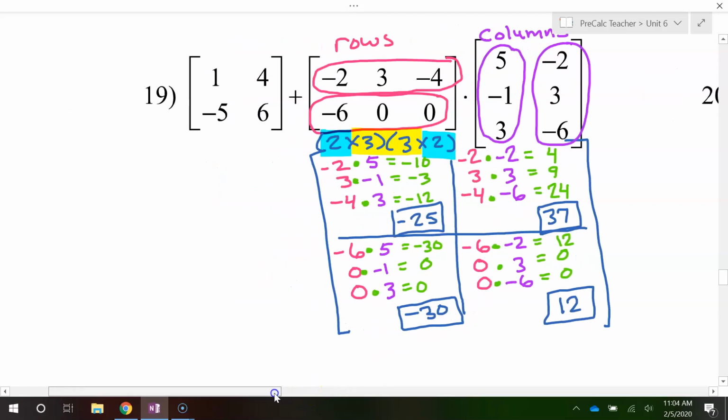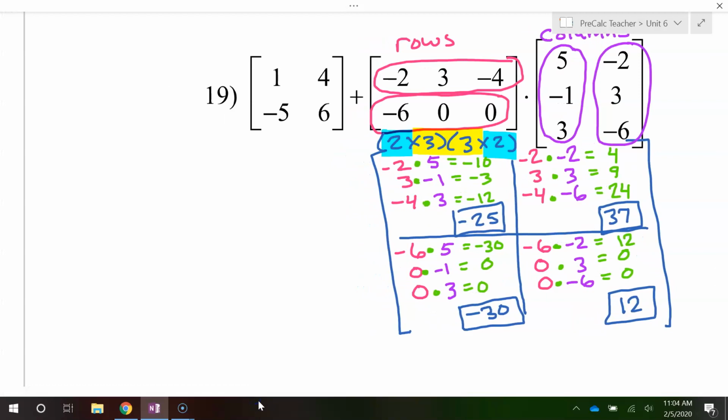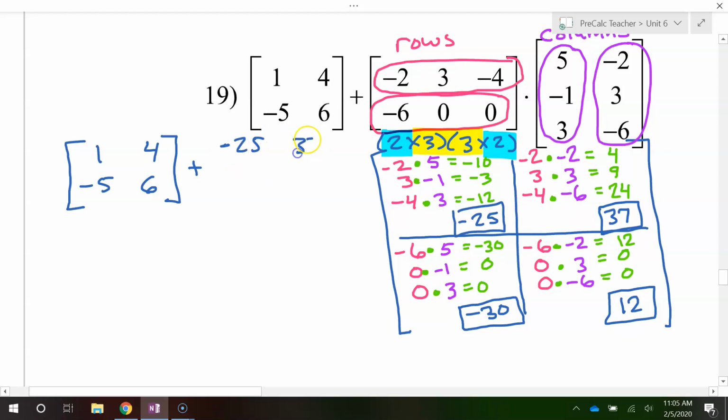All right, I'm going to need a little bit more room. Let me slide over here. So remember, we multiply these two together, but we still have to add with the original matrix. So I'm going to do that over here. So we have to take the matrix 1, 4, -5, 6, and now we're going to add it to the product that we just found: -25, 37, -30, and 12.